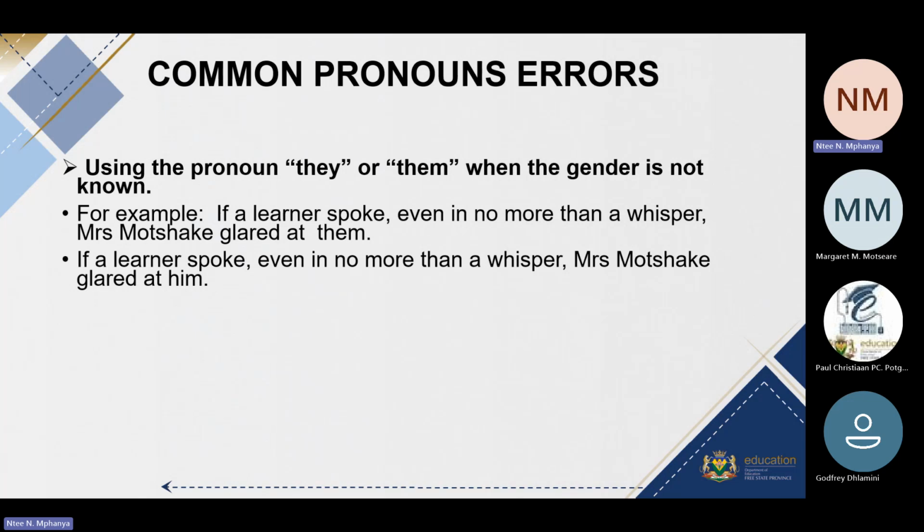So avoid writing he or she, him or her. Just use him throughout. And don't use they or them, only if the gender is not known.